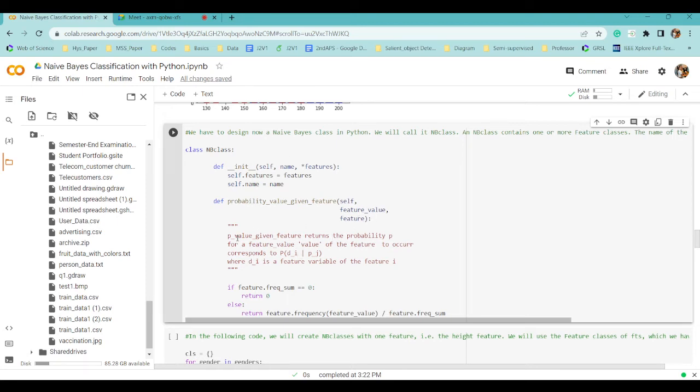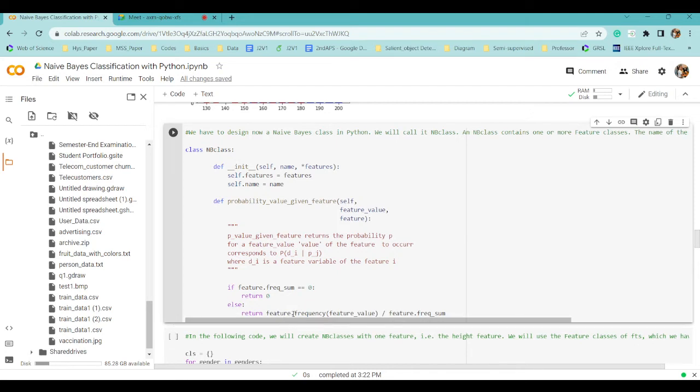So this p value given feature returns the probability p, because that is what we are calculating, right? We are calculating the probability of how the feature is responding, for the feature value of the features to occur corresponding to p. This is the probability p, di and pj. So di is the value that has the feature variable of feature i, like how the values are changing with the i, and p is the probability. The frequency of sum, we are initially categorizing as 0. Then we are telling it, if that is the case, return 0, or else you have to calculate it.